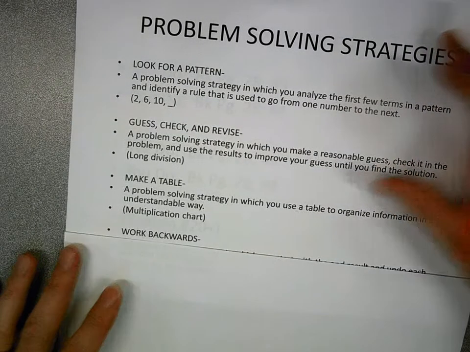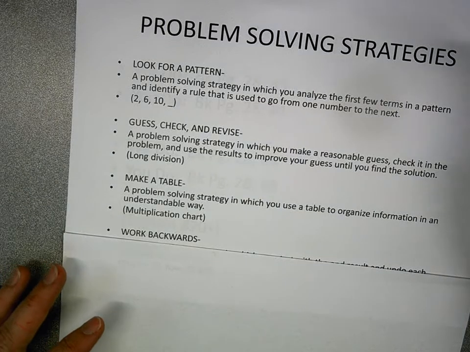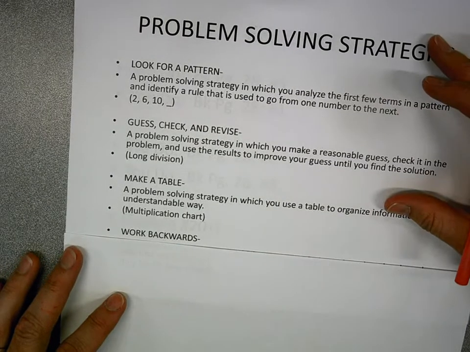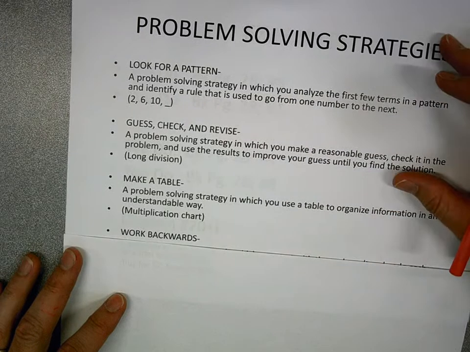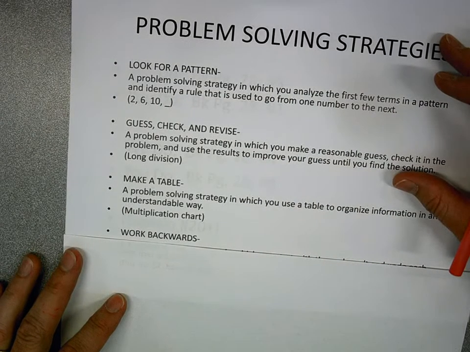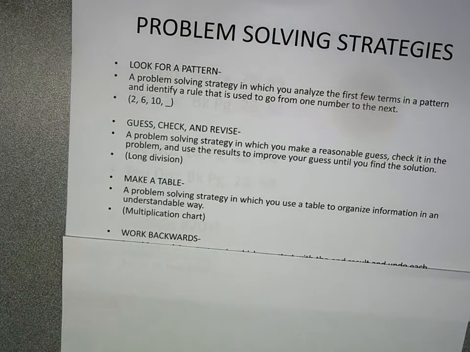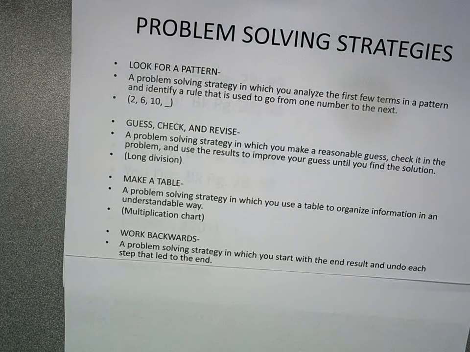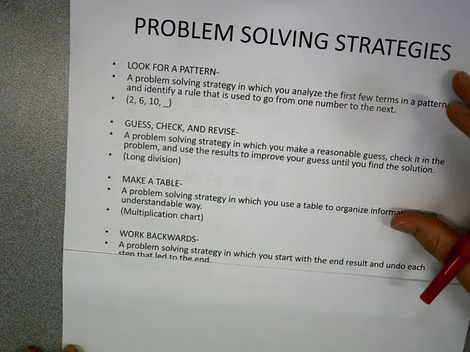All right, the next one, work backwards. Everyone? Work backwards. Usually work backwards starts with them asking you what the starting point is, and then it tells you the rest of the situation. So you start with the end result and work backwards. And that's probably what this says: a problem-solving strategy in which you start with the end result and undo each step that led to the end. Undo means doing the opposite. That's what it means to undo.